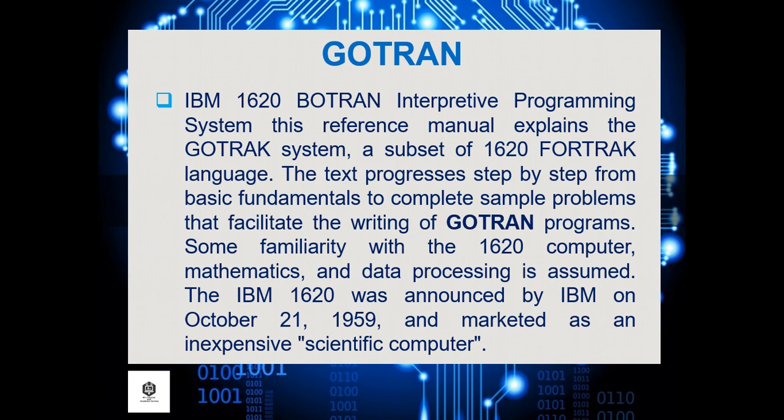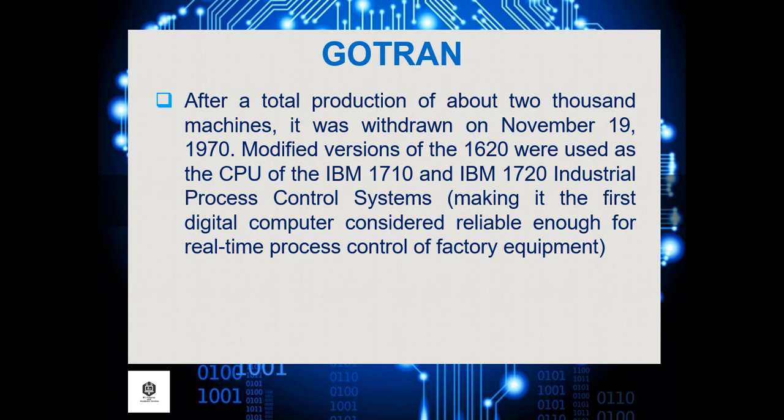The IBM 1620 was announced by IBM on October 21, 1959 and marketed as an inexpensive scientific computer. After a total production of about 2,000 machines, it was withdrawn on November 19, 1970. Modified versions of the 1620 were used as the CPU of the IBM 1710 and IBM 1720 industrial process control systems, making it the first digital computer considered reliable enough for real-time process control of factory equipment.